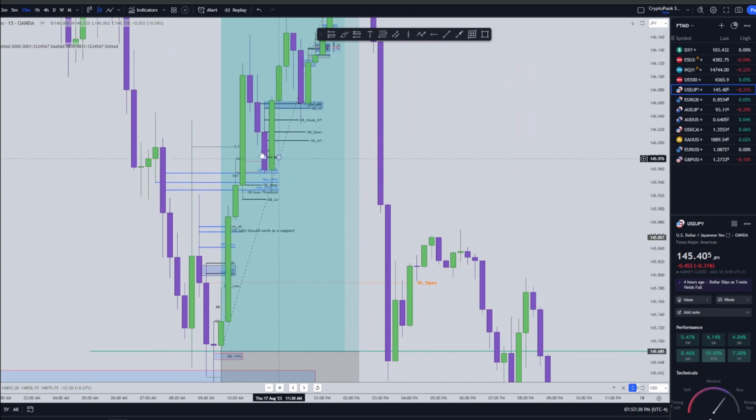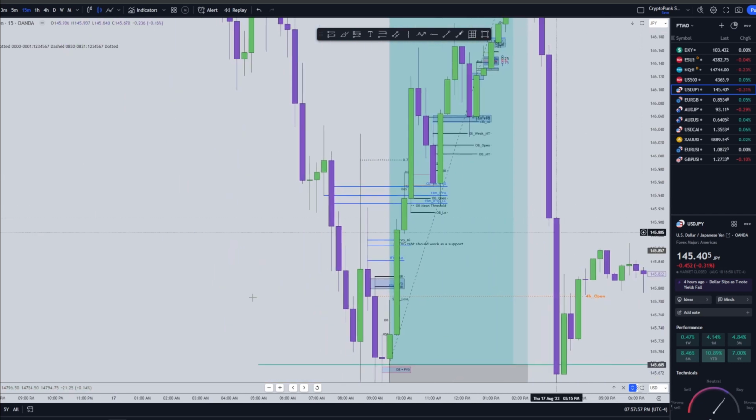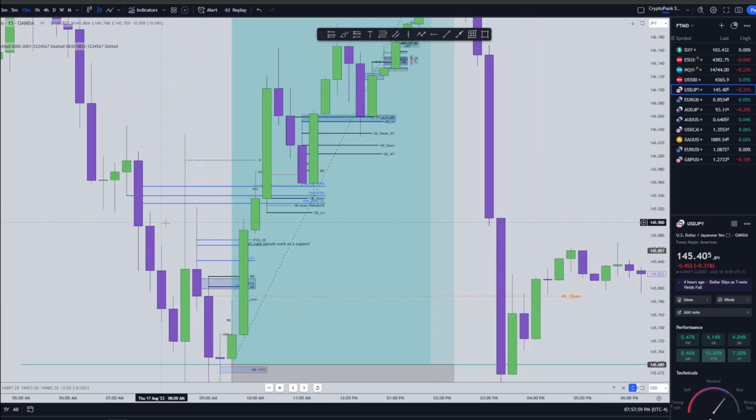So on the 15 minutes, this is what the pullback looks like. It's nothing compared to the move up, right? Because the green candles are huge, and these three candles failed to even go to this opening price level. All three candles. So at this moment, I was pretty certain that price was going to respect that level.